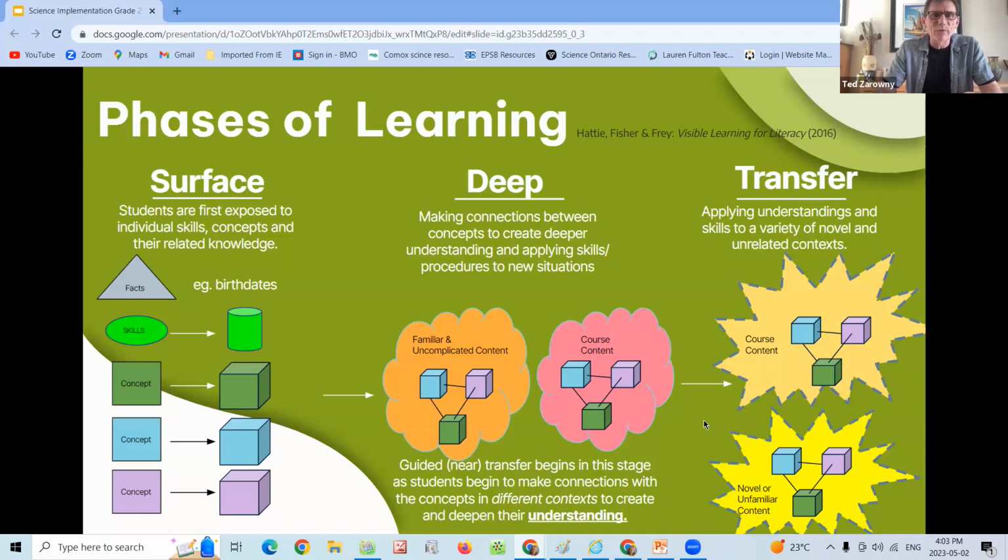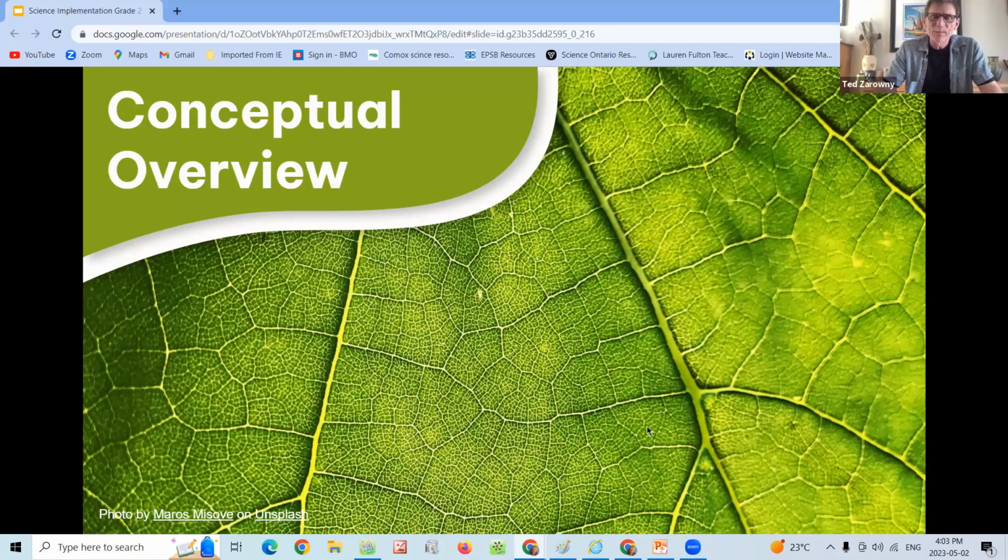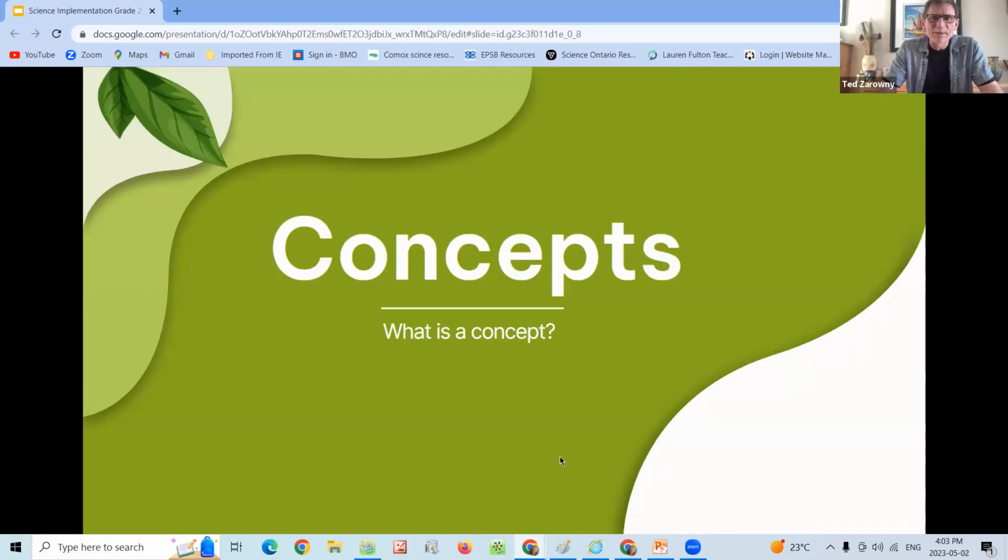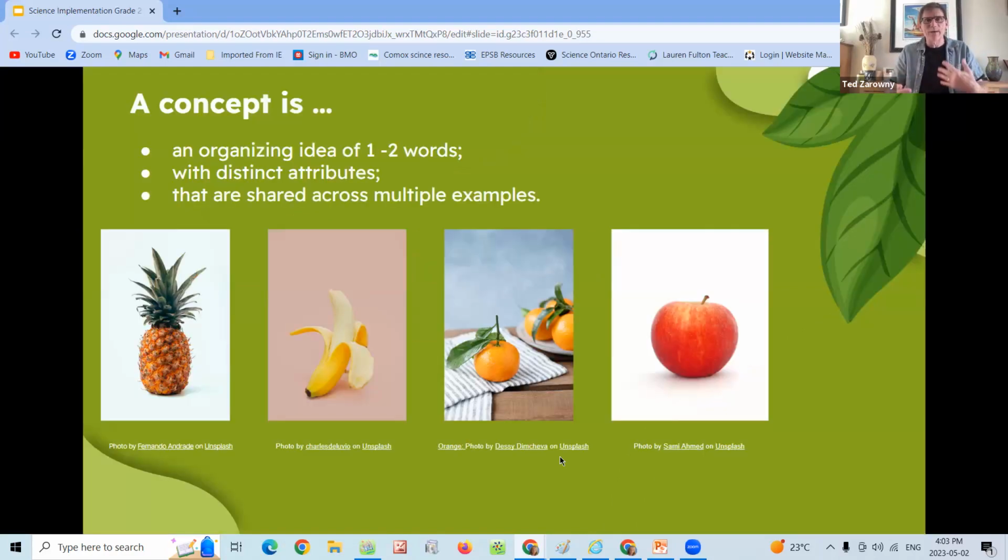Just one other bit of review, and that's the idea of a concept. As I mentioned before, and that would be the next slide, Chris, a concept is essentially what we had as vocabulary. When you look at it, think about those scientific terms. What they really are, are organizing ideas of one or two words.